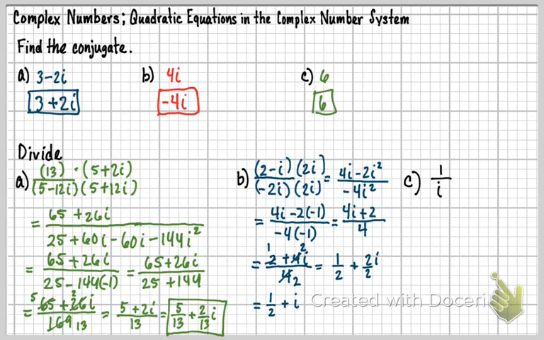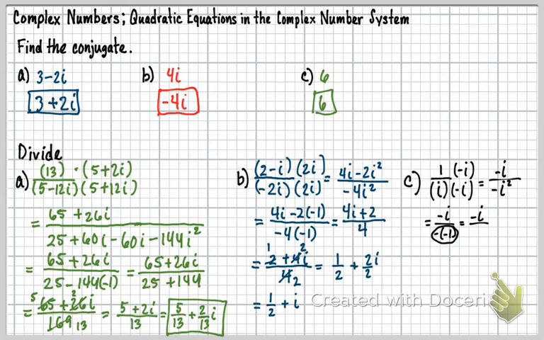Okay, the last one now. And remember, it's always the denominator. So the conjugate of i is negative i. So I multiply the top times negative i. So on the top, I'm going to get negative i, and on the bottom, I'm going to get negative i squared. So remember, i squared is negative 1. So that means I get negative i over negative 1.